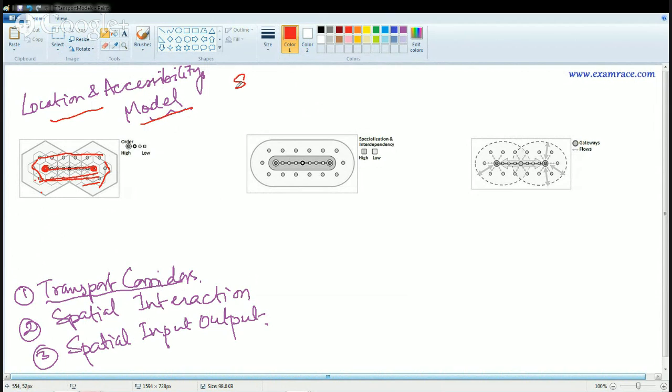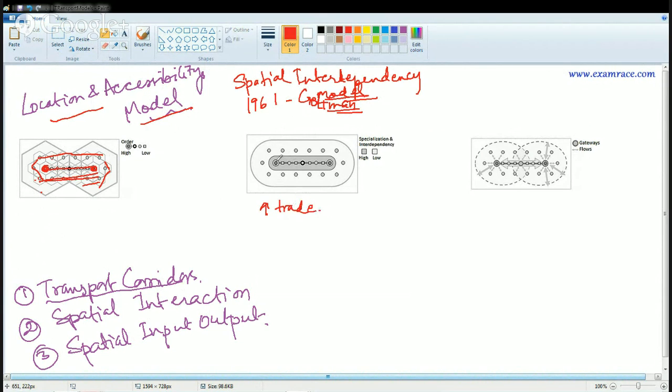The next model we talk about here is the spatial interdependency model. Under the spatial interdependency model, we talk about specializations and interdependency. This model was given in 1961 by Gottman. Gottman in this model talked about the creation of large urban corridors. So he said specialization occurs at low cost and you try to increase the trade.